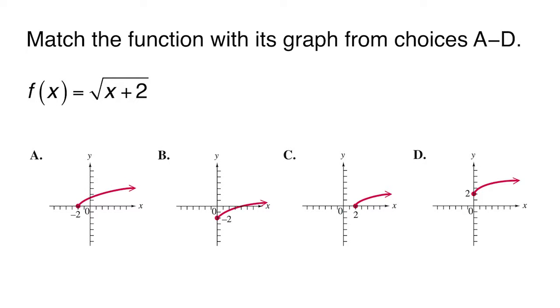Match the function with its graph from choices A through D. f(x) equals the square root of the quantity x plus 2. The graphs shown in A through D each have the same general shape as the square root function.